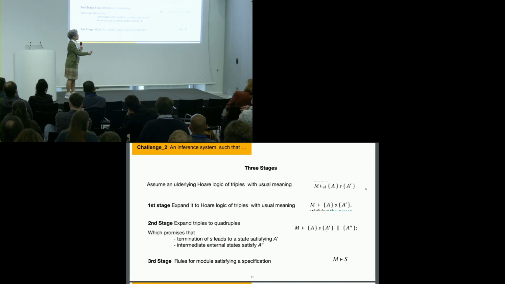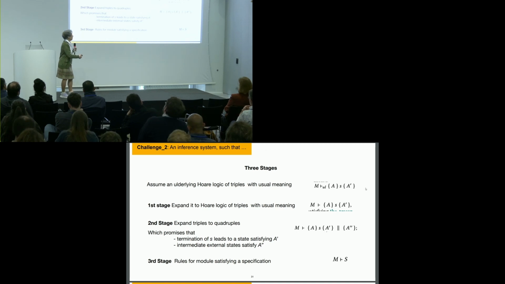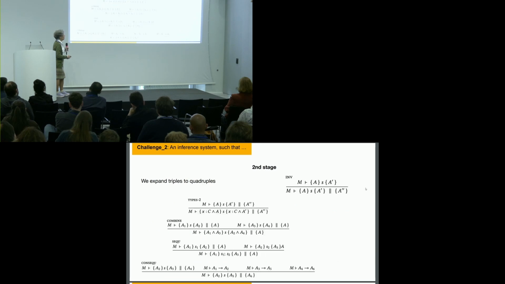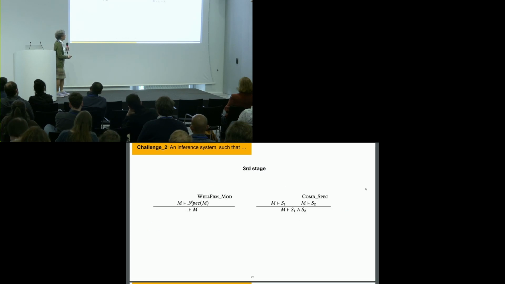Then from this, we go into a Hoare logic of triples with standard meaning. Then we expand it to quadruples. So this part is the standard meaning, but we also make the guarantee that if I call into an external method, then I'm going to only call if the third assertion holds. And then we can prove that the module satisfies the specification. So I'm going to skip things a little bit.